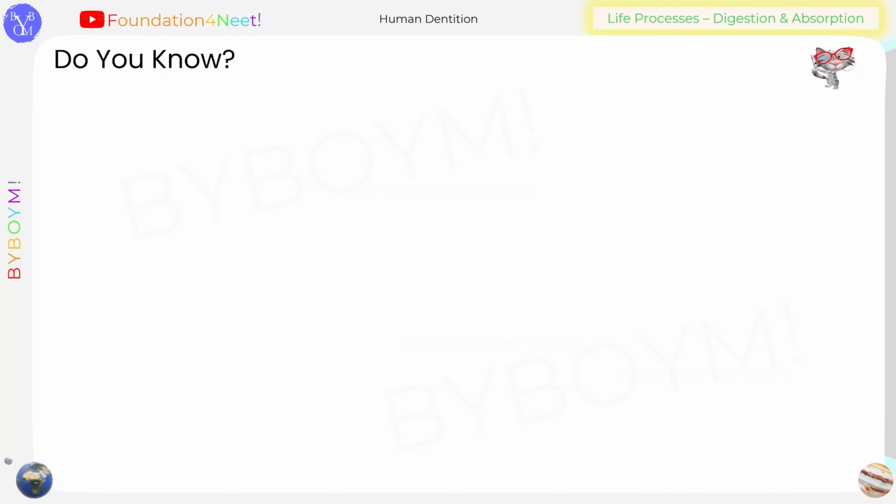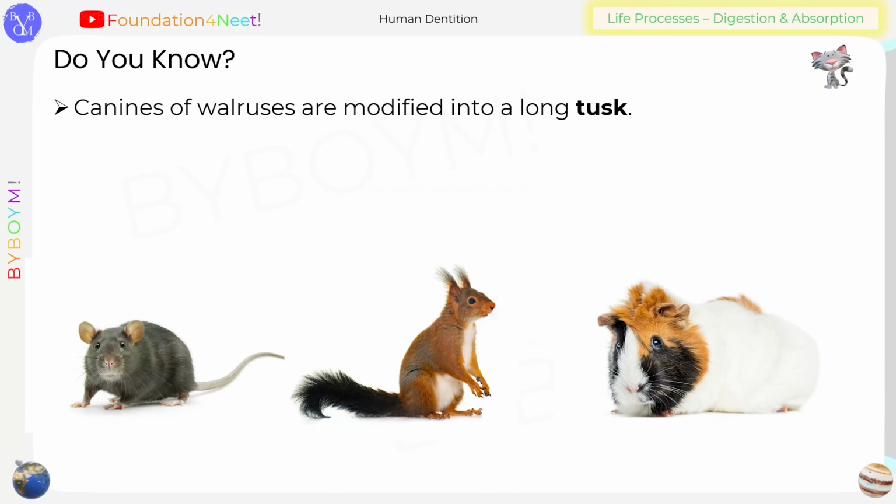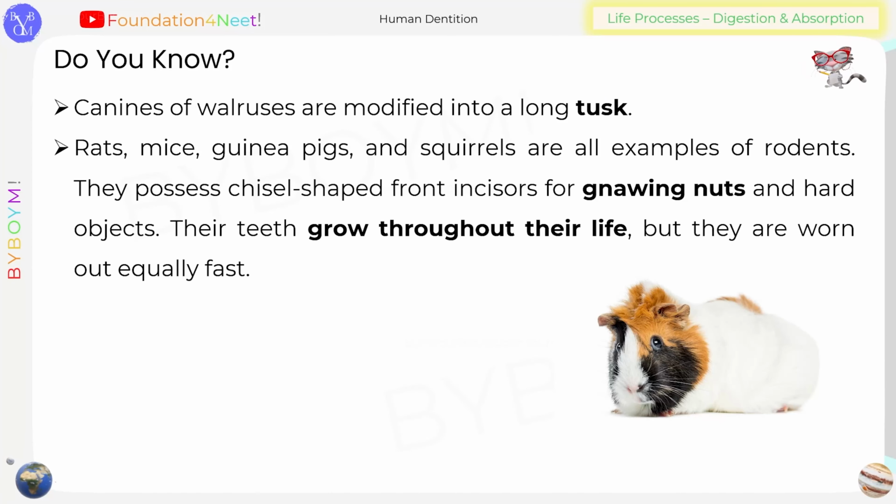Now moving ahead, canines of walruses are modified into a long tusk. Now the most interesting fact is that rats, mice, guinea pigs and squirrels are all examples of rodents that possess chisel-shaped front incisors for gnawing into nuts and hard objects. Their teeth grow throughout their life, but they are worn out equally fast. I hope this was very interesting to you.